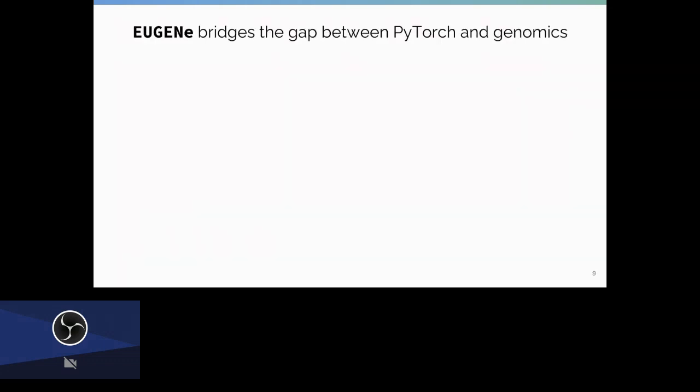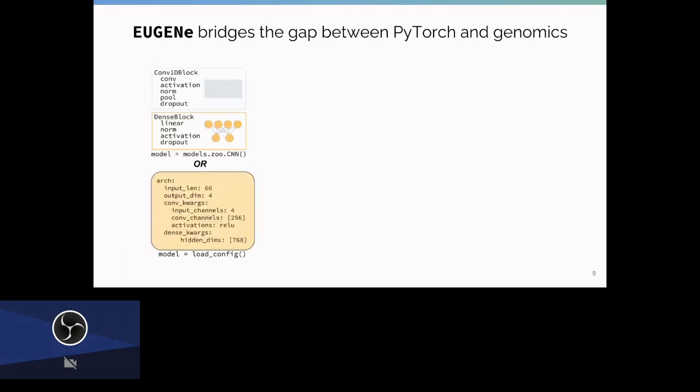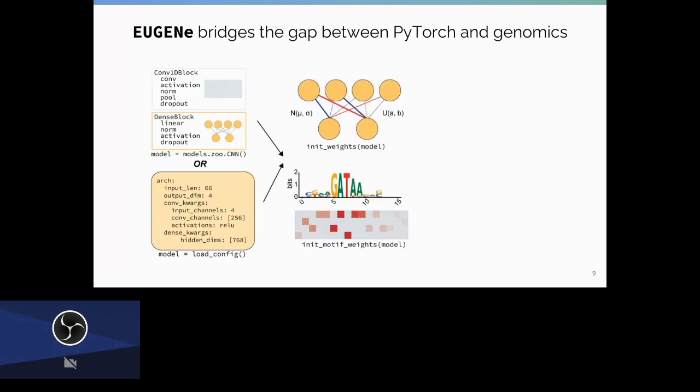For model building and training, EUGENe serves as a nice bridge between the PyTorch deep learning library and these sequence-based models, offering a growing zoo of customizable model architectures that can be instantiated with single function calls, several methods for initializing those models, and a PyTorch Lightning interface for training models and using them for inference.